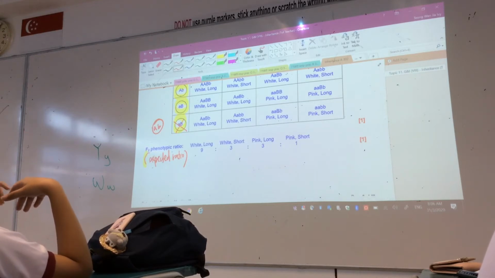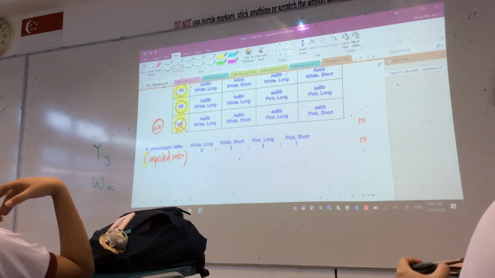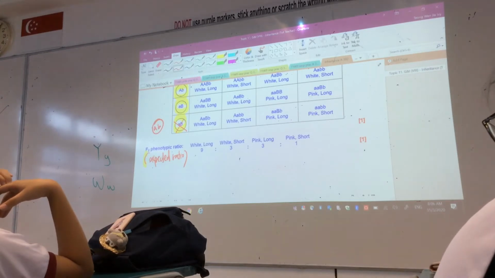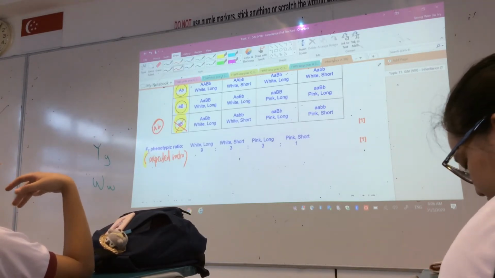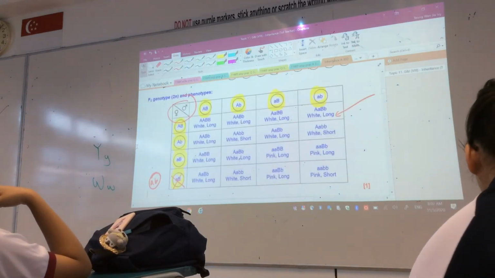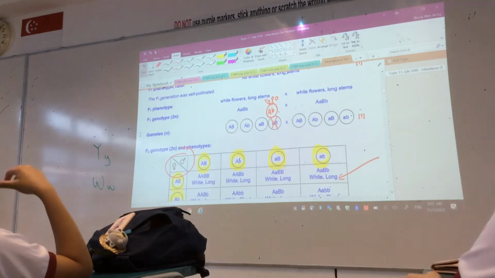So, based on your 9331 ratio, you remember you need to memorize your Mendelian ratio. 9331 is when you cross two double heterozygotes together. Alright, so that's how you do it. Any questions? So, please note where the marks are allocated for the F2 part.